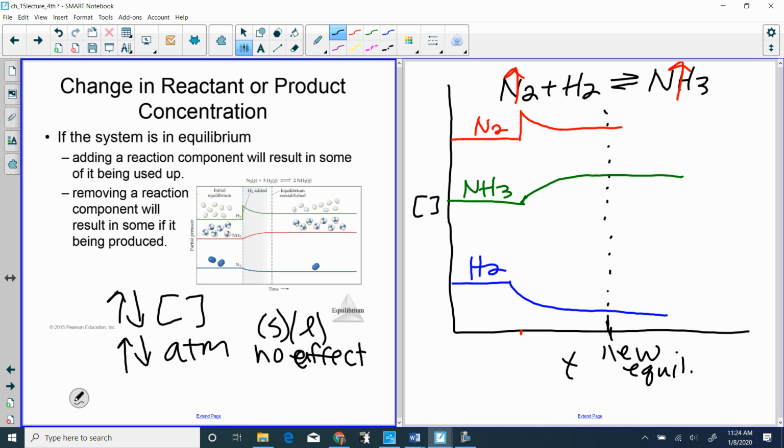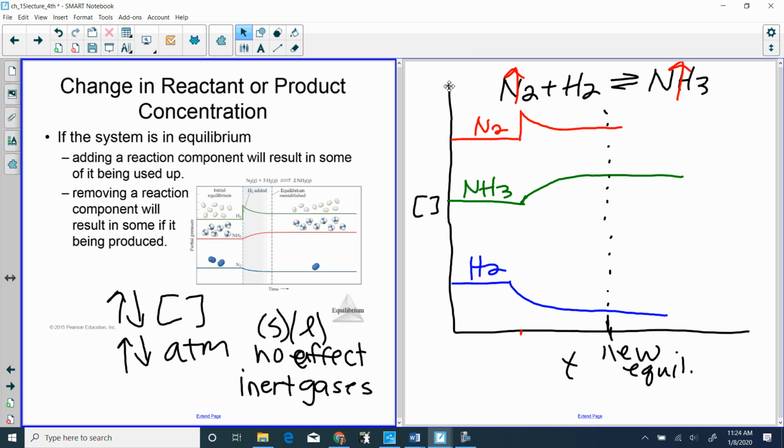Remember, that was number one on the quiz yesterday. Inert gases are things that are not in the balanced equation. So I said, what if I added a bunch of neon gas to this? Well, nothing. It's not part of the reaction.